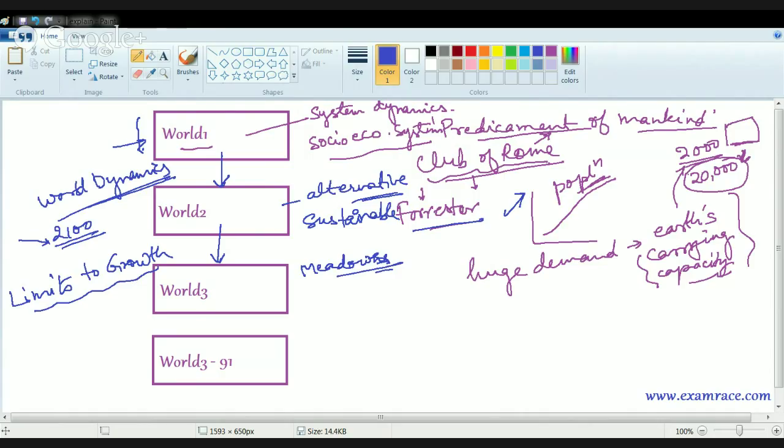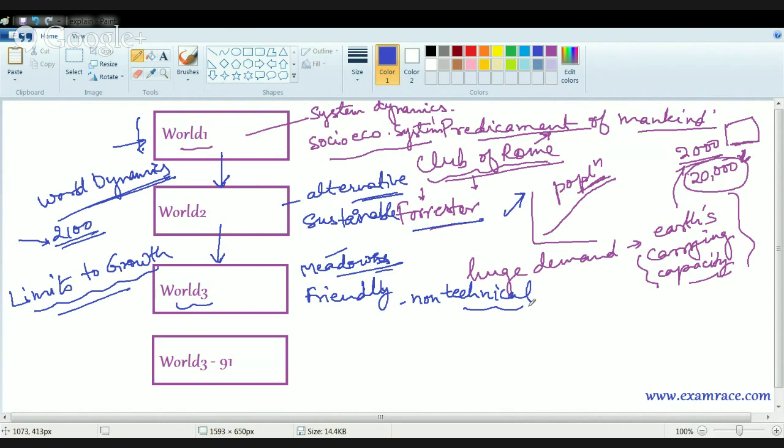Under this concept, they tried to explain a similar fundamental message but in a much friendlier style. That was the reason that the World 3 model propounded by Meadows in Limits to Growth got worldwide popularity even among non-technical people.